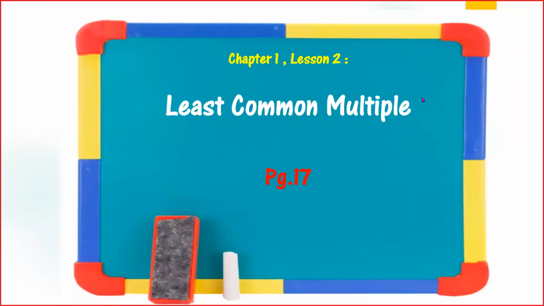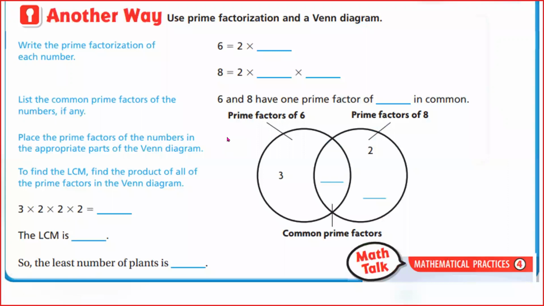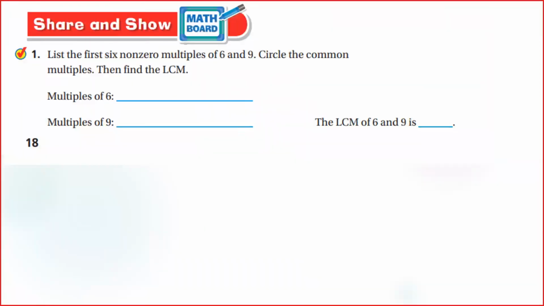Good morning. Our lesson yesterday was talking about how to find the least common multiple. Now, we said yesterday that in order to find the least common multiple of any two numbers, we have two methods, the prime factorization and list the multiple numbers. Now, all of you please open your book, page 18. Let's continue our lesson.